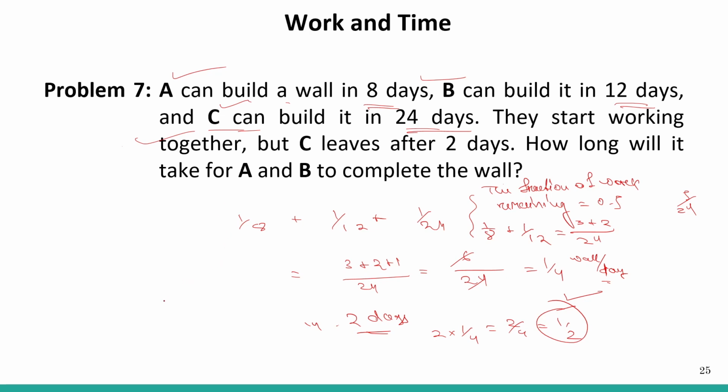So how to calculate the time needed? Extra time needed is equal to the amount of work remaining, that is 0.5, so 1 by 2, whole by A and B's combined work rate, that is 5 by 24. So this is nothing but equal to 24 by 10, so 2.4 days. Okay, 2.4 days it will take for A and B. Okay, extra 2.4 days to complete that work.